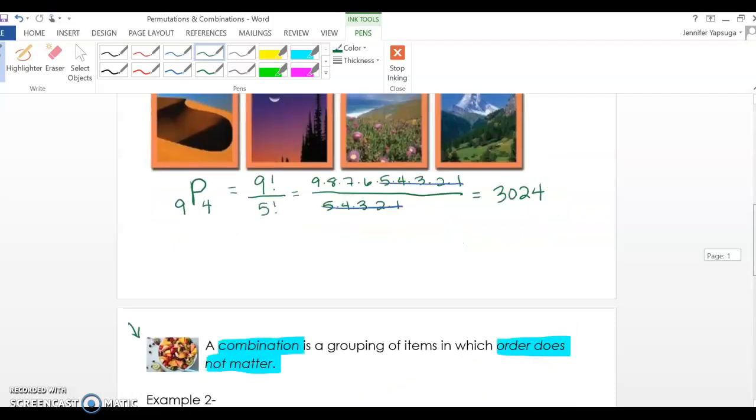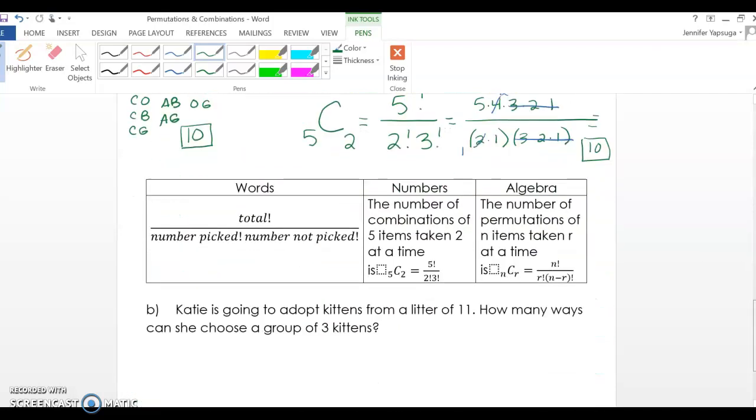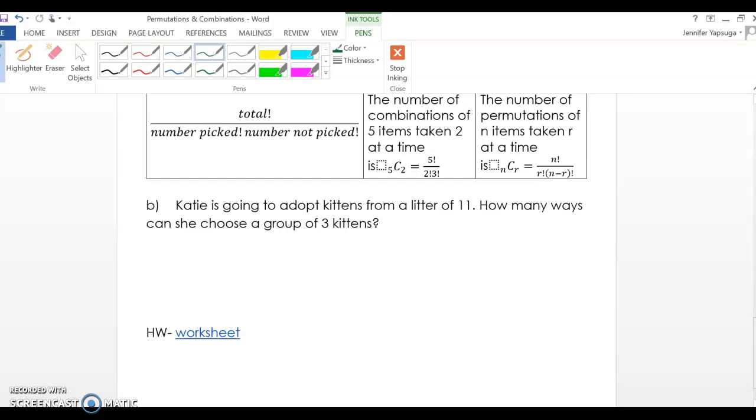All right, so let's take a look at this last example together using the formula. So Katie is going to adopt kittens from a litter of 11. How many ways can she choose a group of 3 kittens? So in this case, it doesn't matter how she chooses the kittens, right? She's going to have 3 kittens regardless of what order they are in. So this is why this is a combination. So we're going to take this combination. We have 11 total, and she's choosing 3.